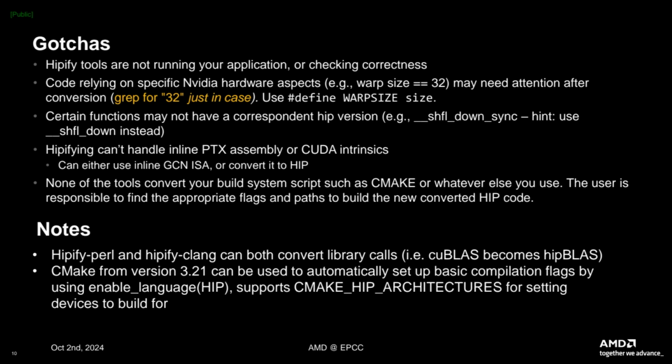And then define this warp size as just a variable so that you don't have to hard-code it. So the good news is that hipify-perl and hipify-clang can convert library calls. So cuBLAS becomes hipBLAS. And also CMake, starting from version 3.21, has some support and can be used to automatically set up compilation flags that are relevant to HIP.